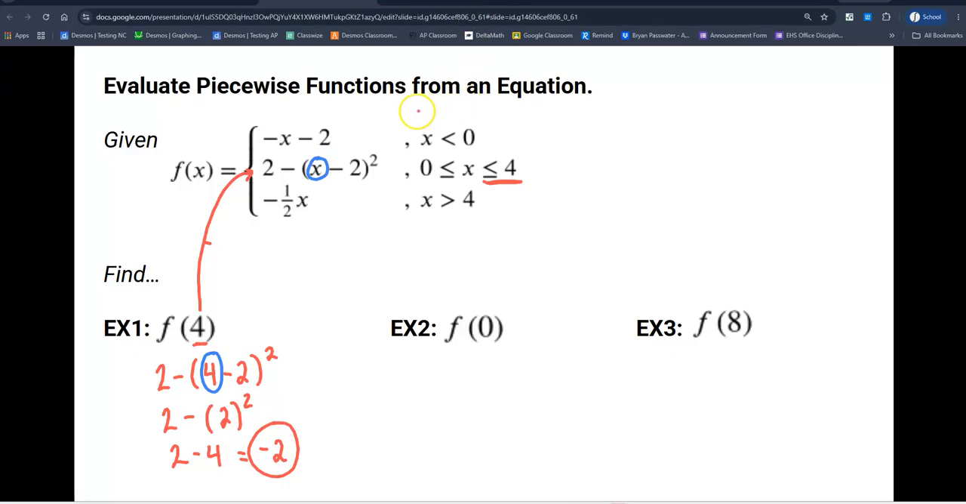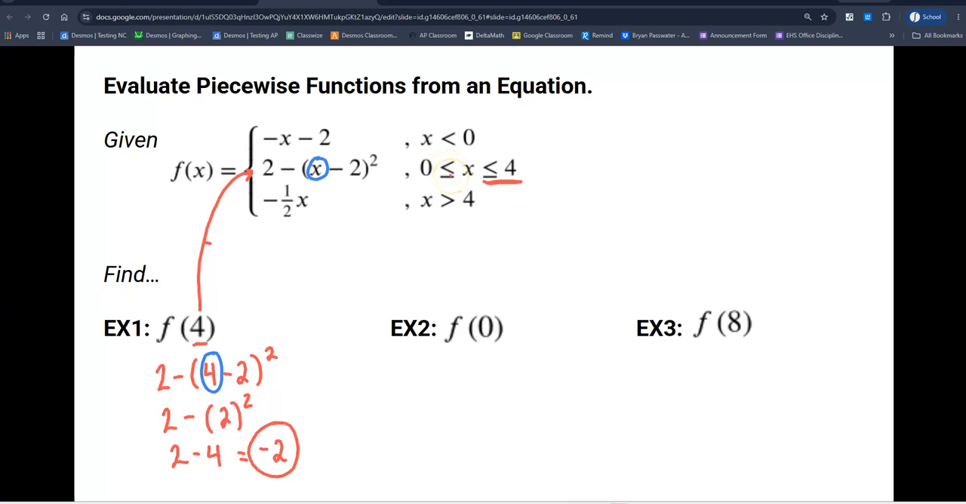The top one? Okay, I see a 0 here. That makes me think top one. But do I have an or equal to sign with it? No. I also see a 0 here. Do I have an or equal to sign with it? The little line underneath?